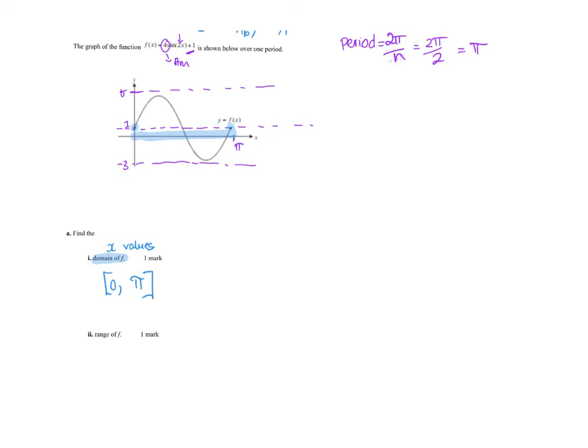The range is all the y values. So can you see it's going from here to here, yeah? And that peaks at 5 and drops at negative 3. So the range I'm going to say is, what's the smallest one? Negative 3. And then the biggest one? 5. All right? Okay.